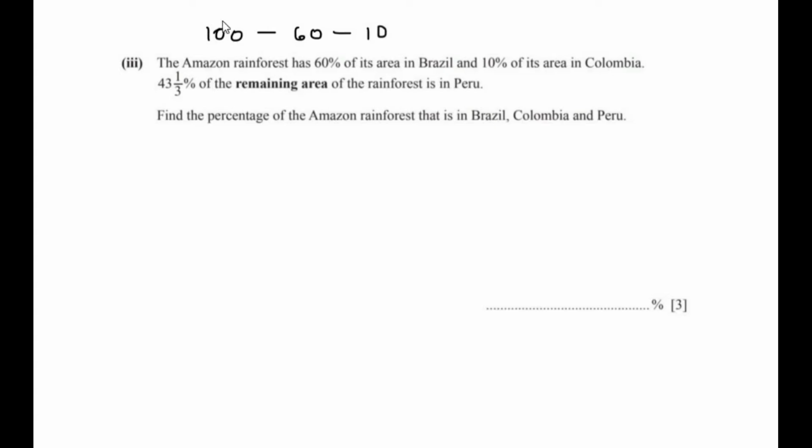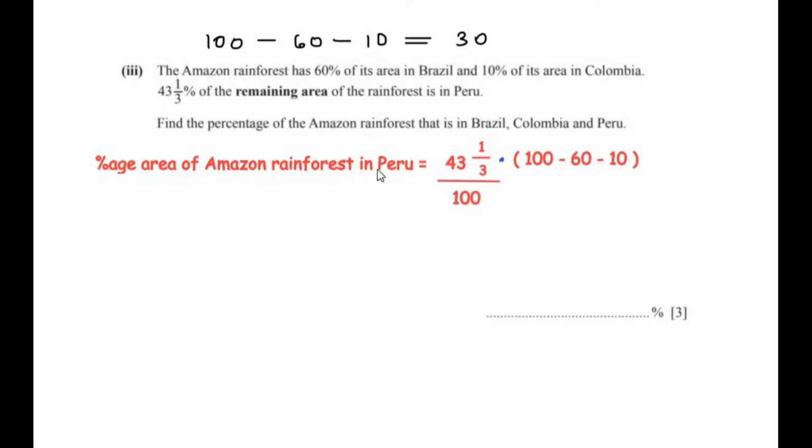So total area of Amazon rainforest was 100. Out of that 60% is in Brazil and 10% is in Colombia. So the remaining area of the rainforest is 100 minus 70, which gives us 30%. Now it is given that 43 1/3% of this remaining area of the rainforest is in Peru. So we are going to write here percentage area of Amazon rainforest which is in Peru is 43 1/3% of the remaining area, and the remaining area we can write here as 30, or we can just write it as 100 minus 60 minus 10. And this is 43 1/3%, so I have divided this number by 100.